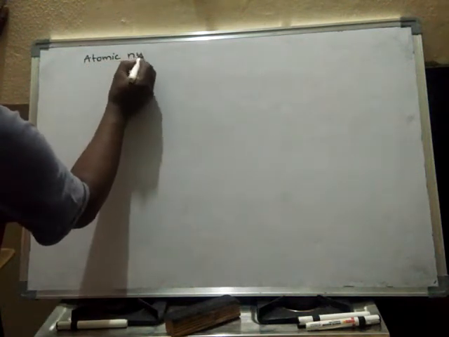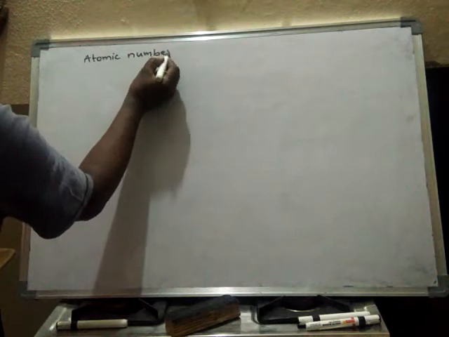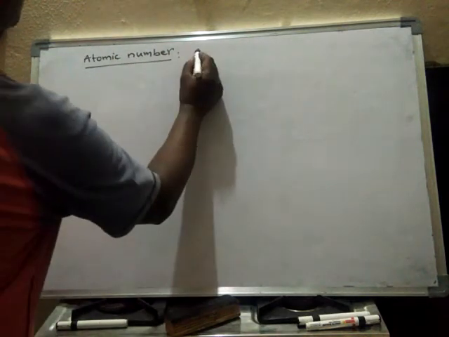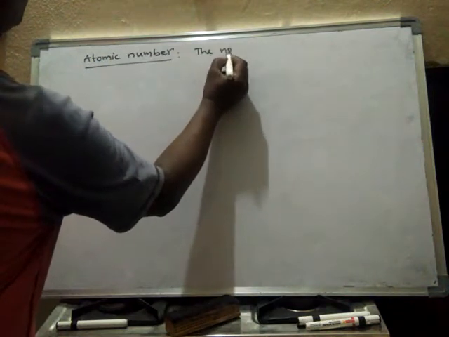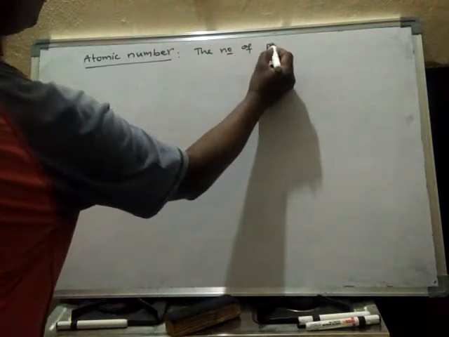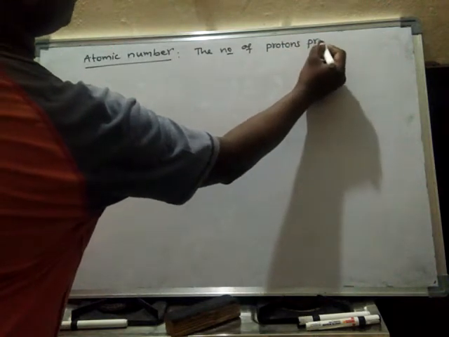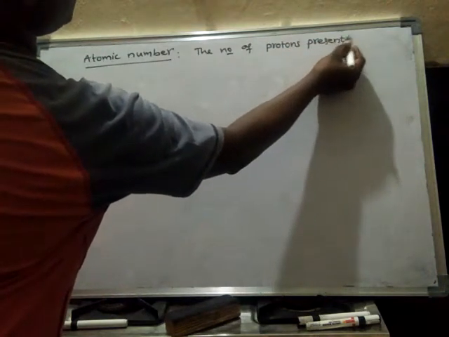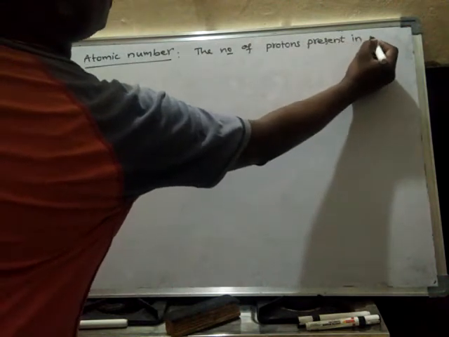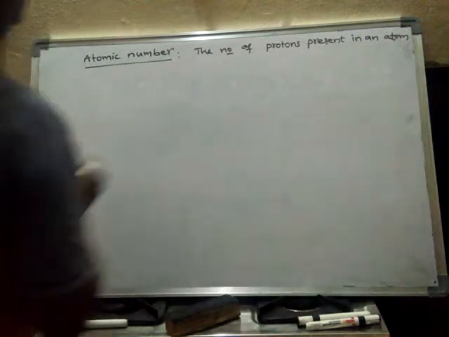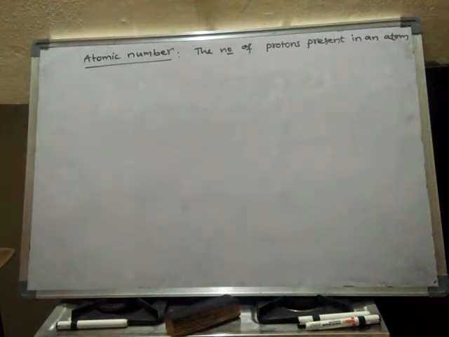Atomic number. What is atomic number? Atomic number is nothing but the number of protons present in an atom. The number of protons present in an atom is said to be atomic number.